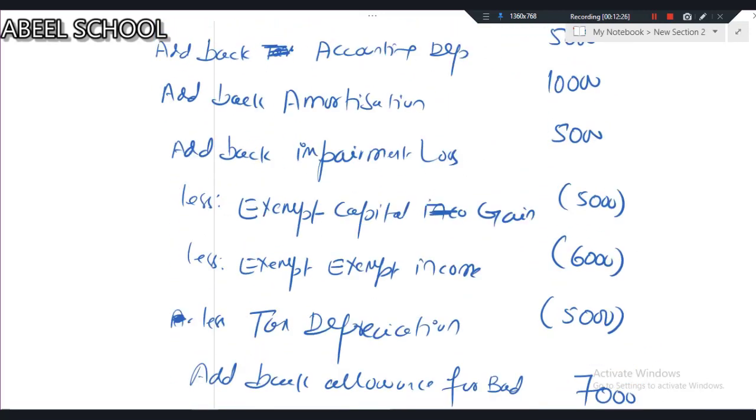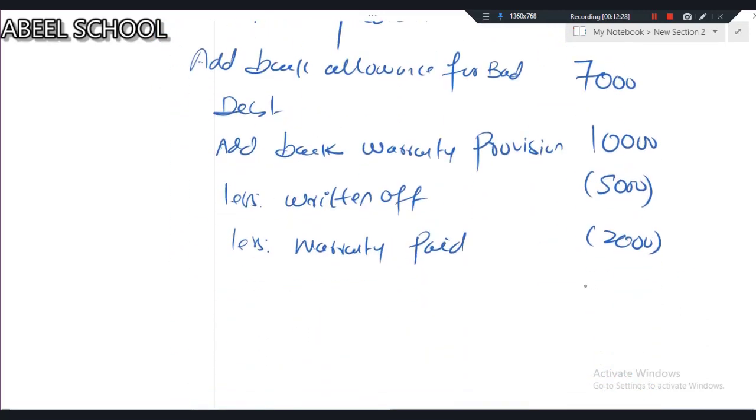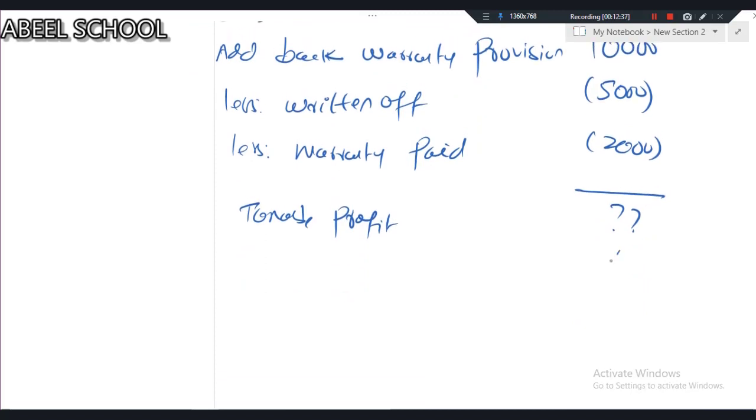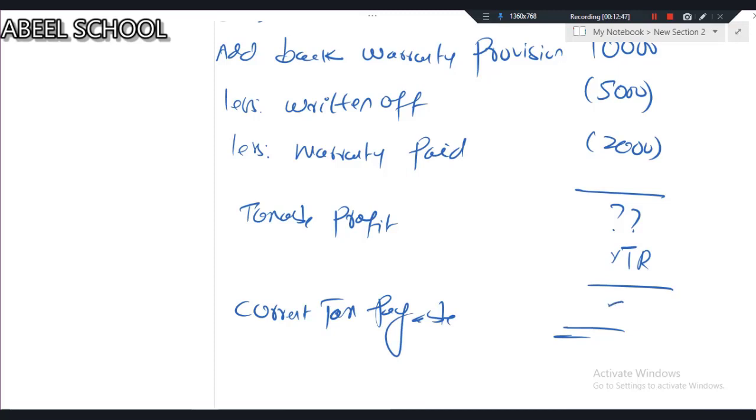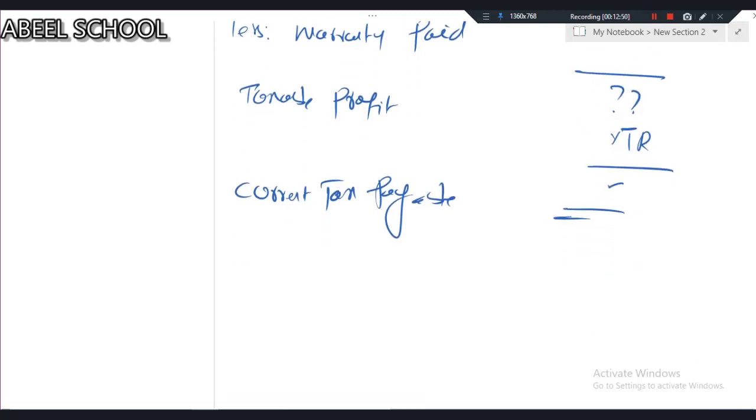So I tried to give you a format. After doing all these adjustments, plus and minus, you will get taxable profit. Whatever it comes to, taxable profit into the tax rate gives you the current tax payable. And what will be the entry of current tax payable? Simply current tax expense debit and current tax payable credited.